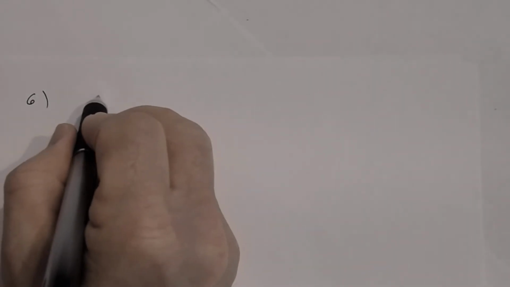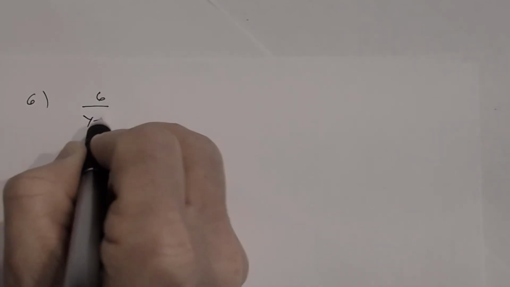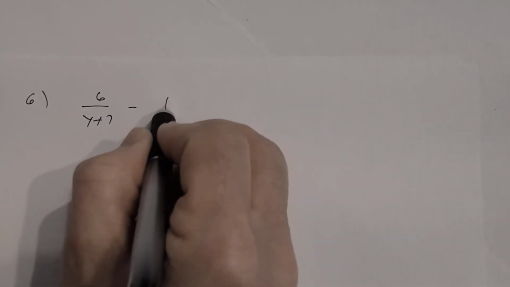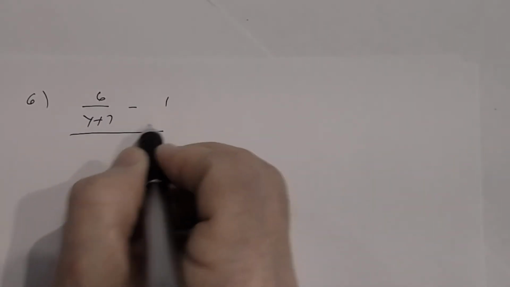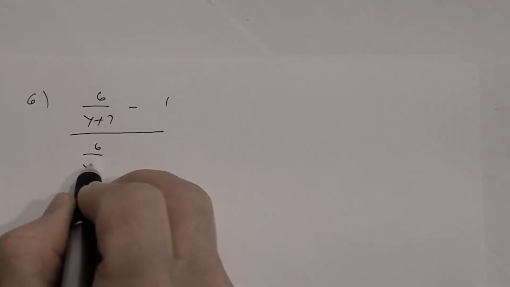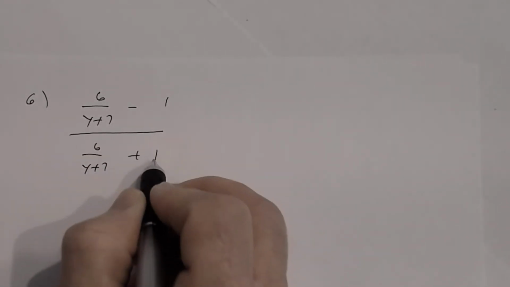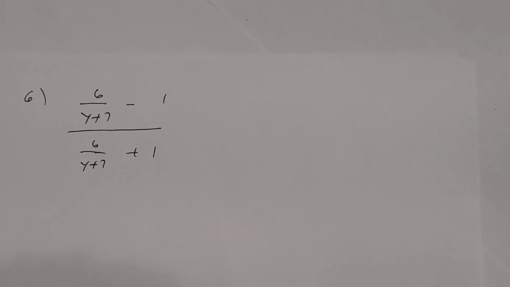So number 6, we have, again, method 2. So let's see, number 6, we have this. Maybe one with, let me find one. Yeah, okay, let's do this one. We have 6 divided by y plus 7 minus 1, divided by 6 divided by y plus 7 plus 1. All right, so let's do one like that.